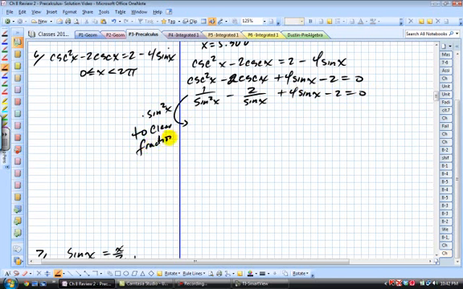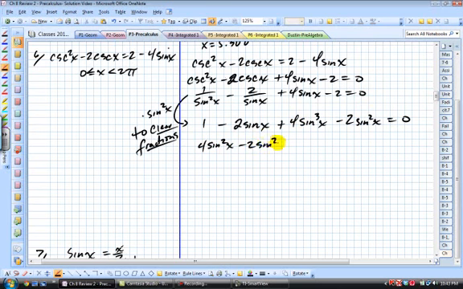This is one of those algebra 1 and 2 techniques as well. Alright, so here we go. I get 1 minus 2 sine x plus 4 sine cubed x minus 2 sine squared x equals 0. Now I'm just going to rearrange terms. So rearrange: 4 sine cubed x minus 2 sine squared x minus 2 sine x plus 1 equals 0.